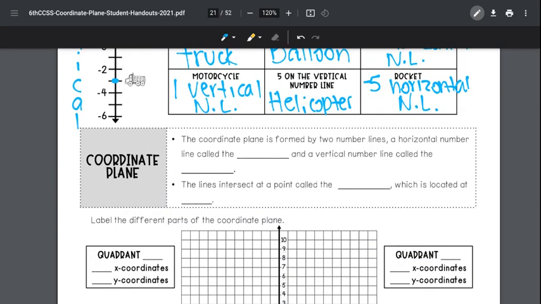The coordinate plane vocab. The coordinate plane is formed by 2 number lines. A horizontal number line called the x-axis and a vertical number line called the y-axis. The lines intersect at a point called the origin, which is located at 0, 0. Okay, so here's our y-axis, here's our x-axis, and where they meet is our origin.